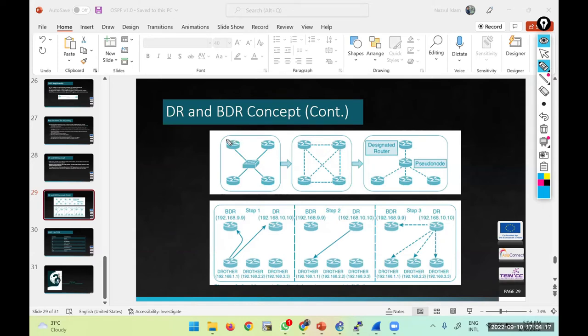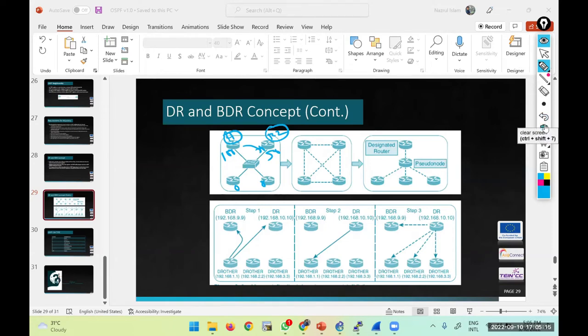change the DR BDR selection manually, like you want R1 to be the DR and R2 to be the BDR, then how will we configure this? Then you have to change the priority of the router. So if you want to change it this way, you have to configure all the other routers' priority as zero, and the highest, R1's priority, will be configured as 100 or any other value for selecting it as the DR, and on R2 it will be 50 or lower than R1. If you configure manually on the interface, then R1 will be the DR and R2 will be the BDR.